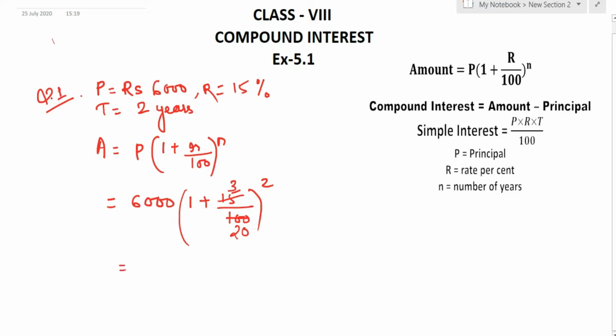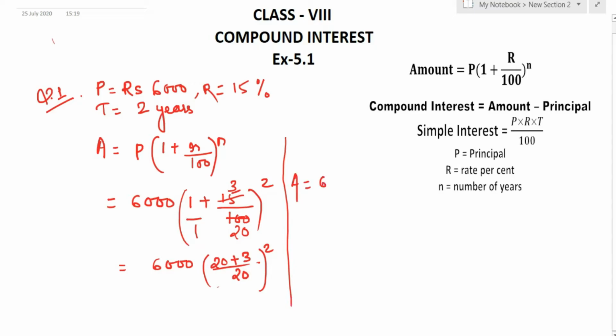So now let's go ahead. 6,000, and here it is nothing, meaning 1. So the LCM of 20 and 1 will be 20. That will become 20 ones are 20 and 3 ones are 3, whole square. Now let us solve further. So the amount will be equal to 6,000 into 20 plus 3 is 23 upon 20, whole square.